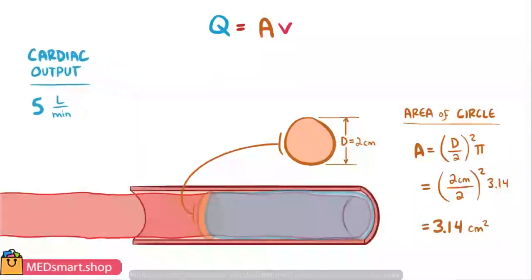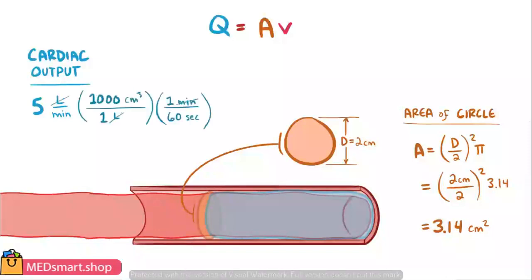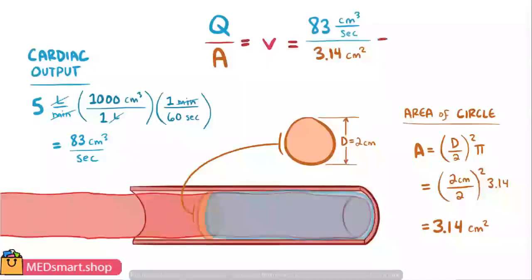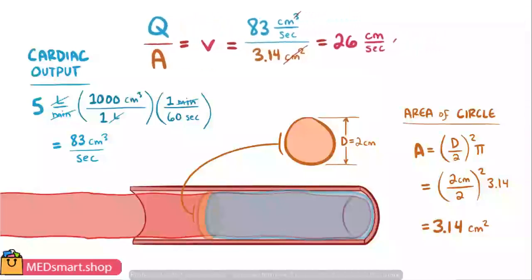Next, since cardiac output is the same as blood flow, we just need to convert this liters per minute to cubic centimeters per second. So there are 1,000 cubic centimeters in a liter and 60 seconds in a minute. So multiplying this all out, we get 83 cubic centimeters per second. Then if we rearrange our little formula, velocity equals flow rate divided by area, and we get about 26 centimeters per second, which also happens to be about 1 kilometer per hour.